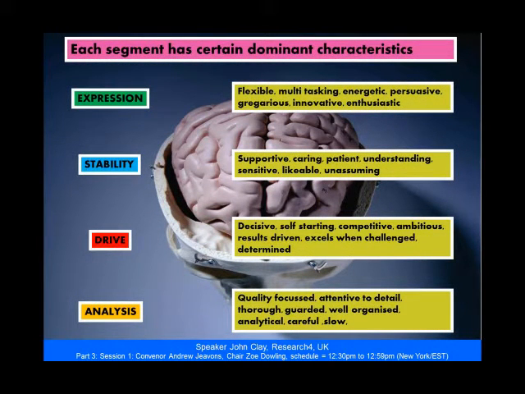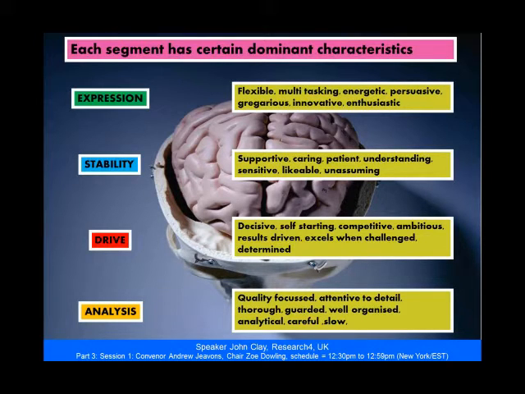Each segment has certain dominant characteristics. Based on completing a number of questions within an inventory, it creates a personal profile of you and where you are more likely to demonstrate dominant characteristics within each of these segments. So the 4 segments: expression, stability, drive, and analysis.